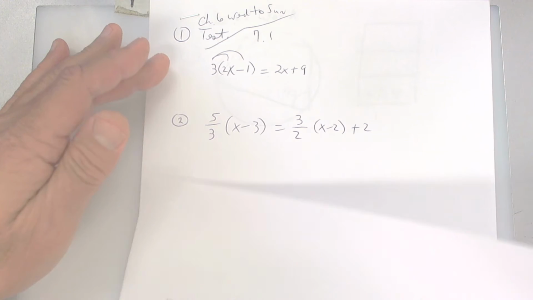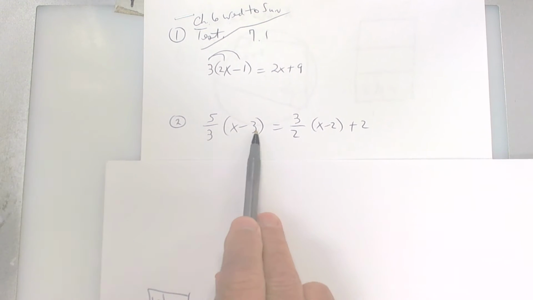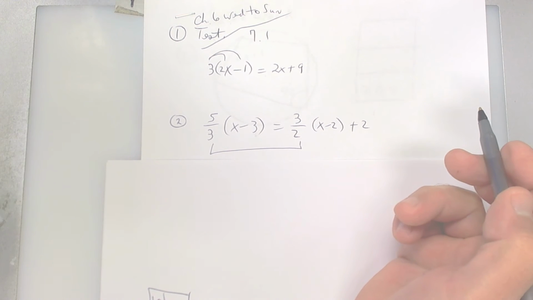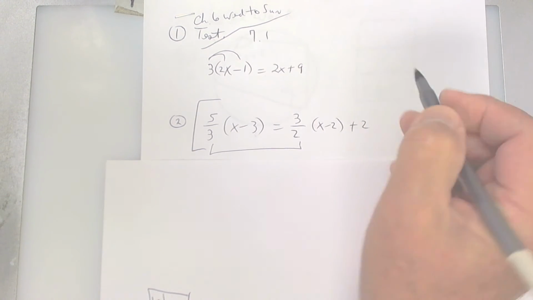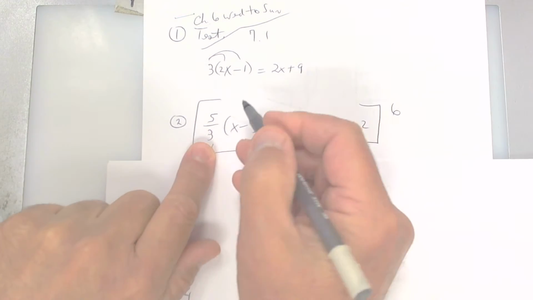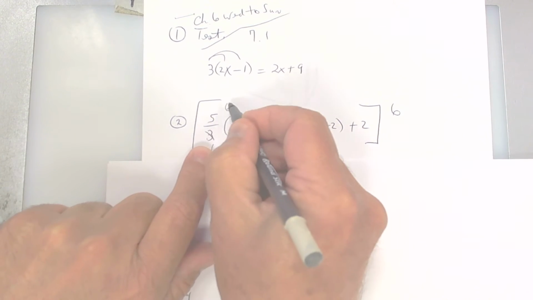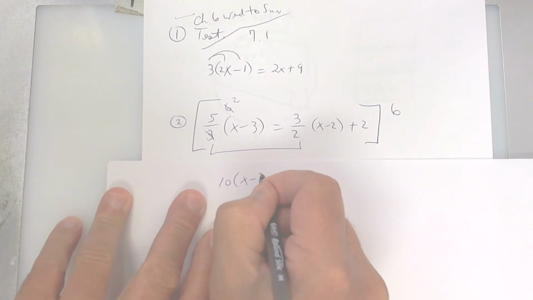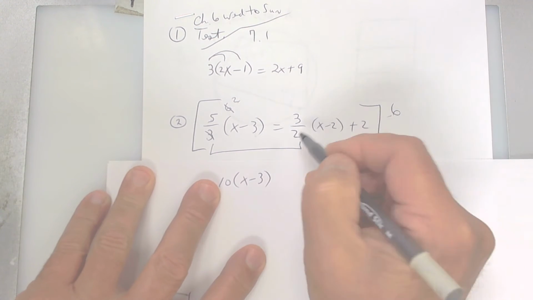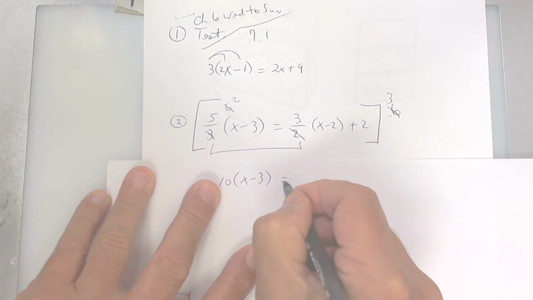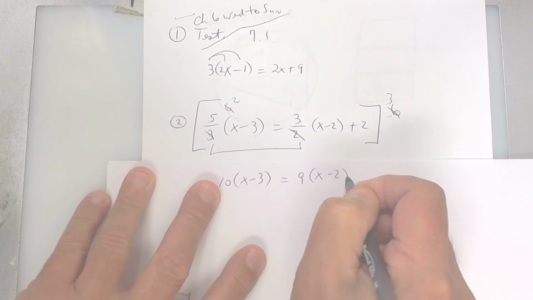Let's move on. This one right here, you could distribute, but it's going to make it kind of hard. I would use your least common denominator, which is 6. So I would multiply everything by 6. Watch what happens. When you put a 6 here, 3 goes into 6, 2 times 5 is 10. So you get 10 times x minus 3. When you put a 6 here, 2 goes into 6 3 times. 3 times 3 is 9, so that gives you 9 times x minus 2.